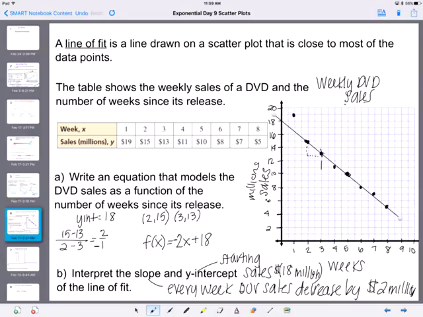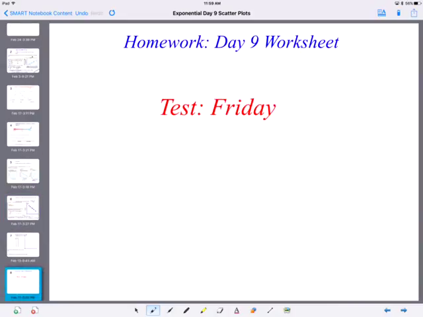And you just interpreted data based upon a line of fit. You now can complete your day 9 worksheet.